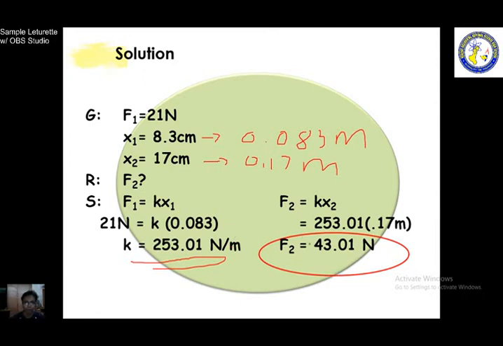So what is now the force when it is placed in a horizontal position? F2 equals kx2 equals 253.01, because we got k, the spring constant of the spring in the previous position, which is vertical, multiplied by 0.17 meters. That will give us F2, which is 43.01 newtons. Okay? So this is our final answer. Again, you can simply go back to the previous part of this video and replay until you get the solution.